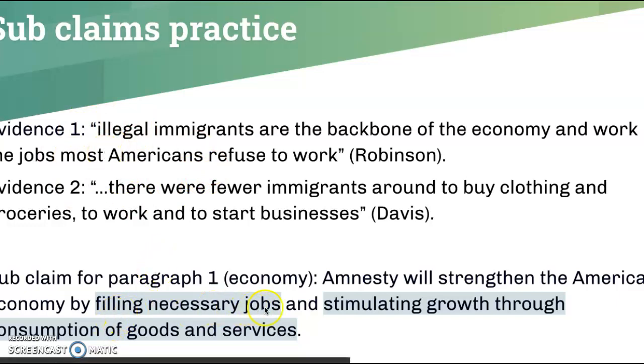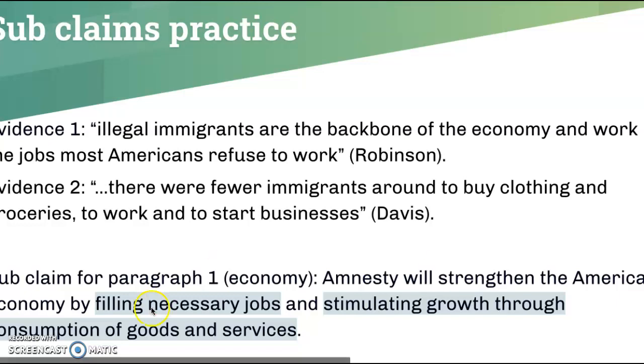By filling necessary jobs, talks about them filling necessary jobs, and stimulating growth through consumption of goods and services, which this evidence sentence talks about. So we have evidence 1 plugged in here, evidence 2 plugged in here. The same exact way that we set up our main claim with subclaim 1 and subclaim 2 listed, right?